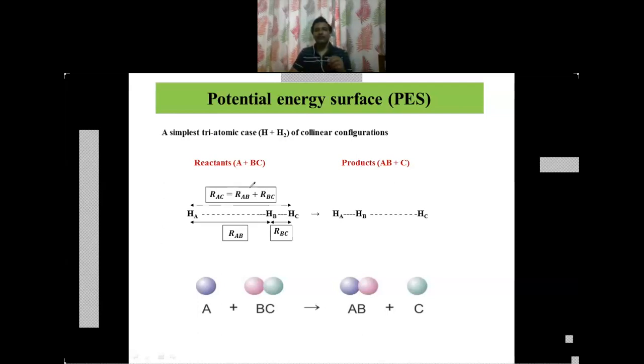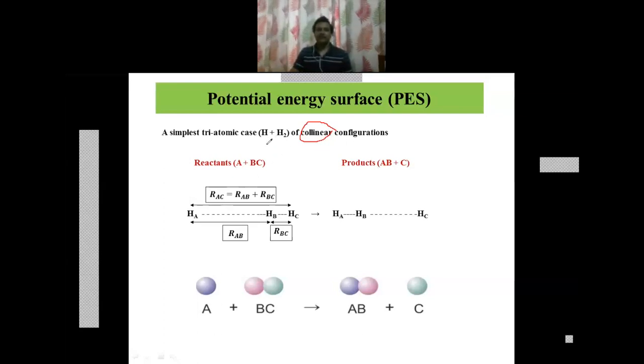So here I am going to think about the simplest triatomic system, and again it is collinear. Be careful, because that depends on the coordinates how it is going to be. If it is not collinear, you will have angular dependence also. So now this is a triatomic system.